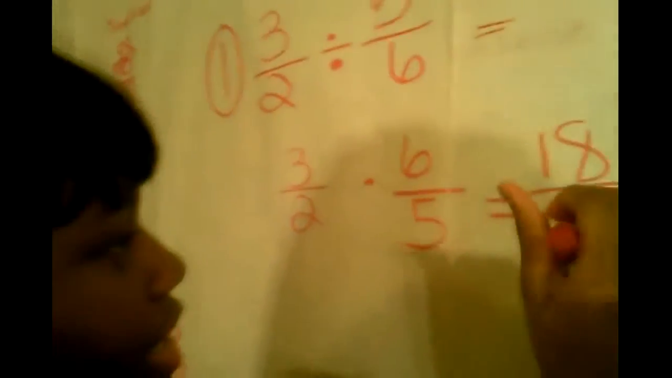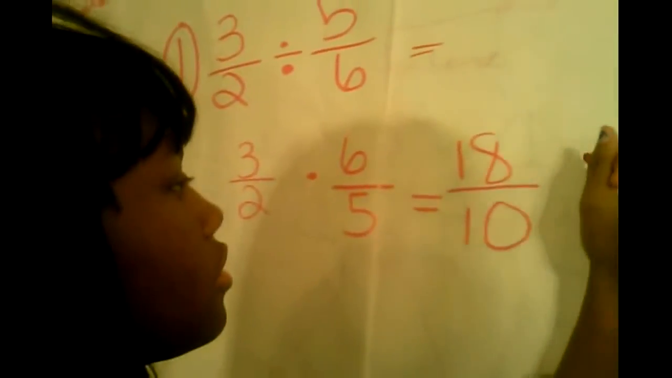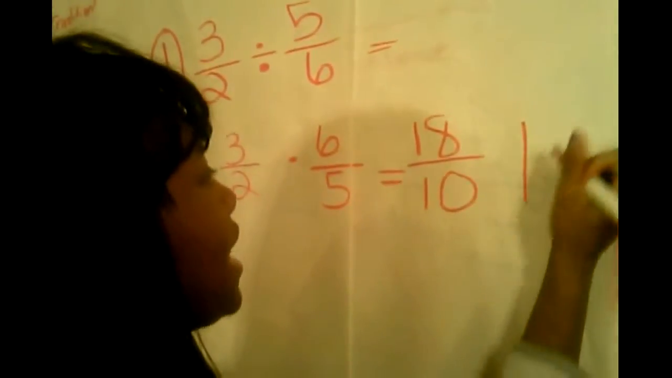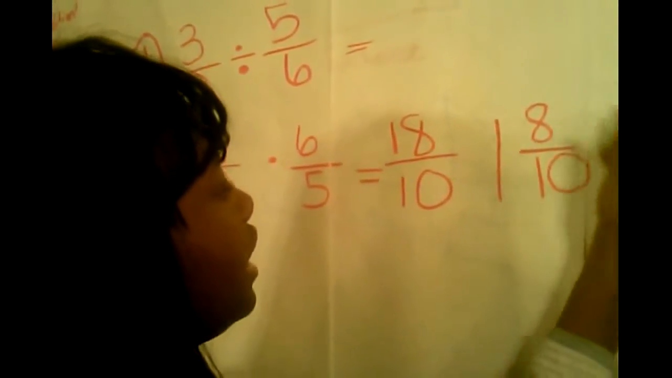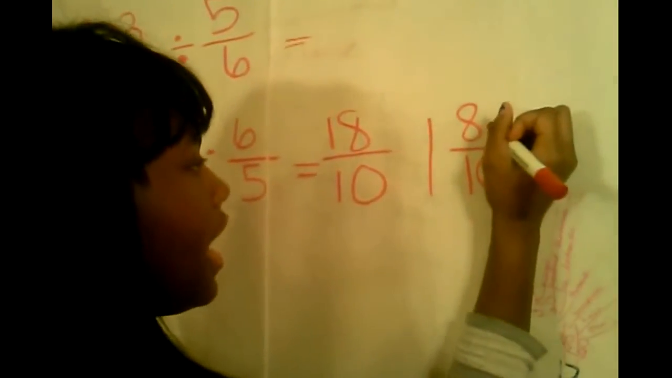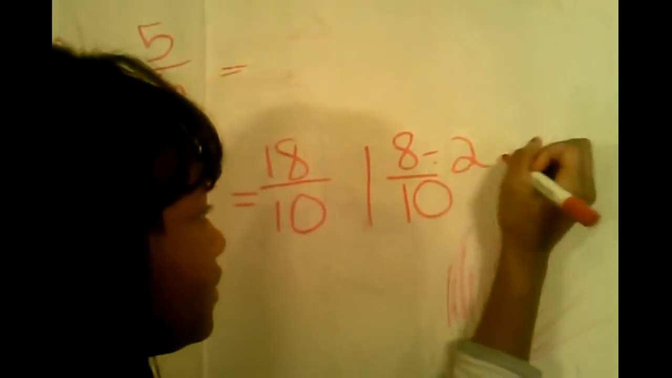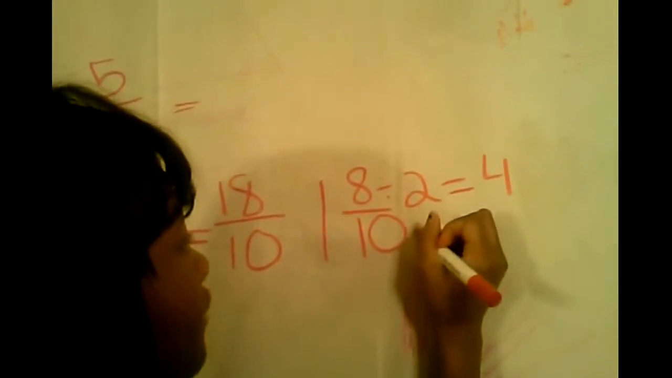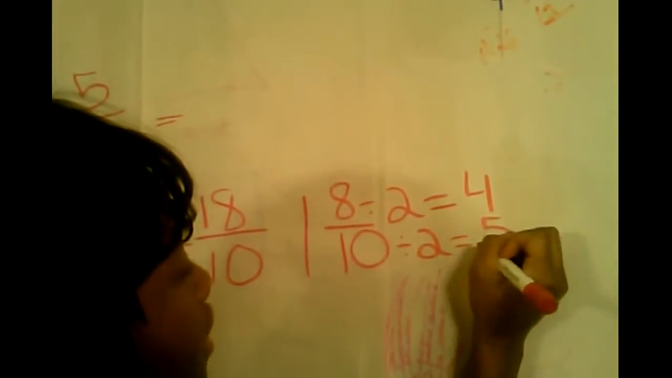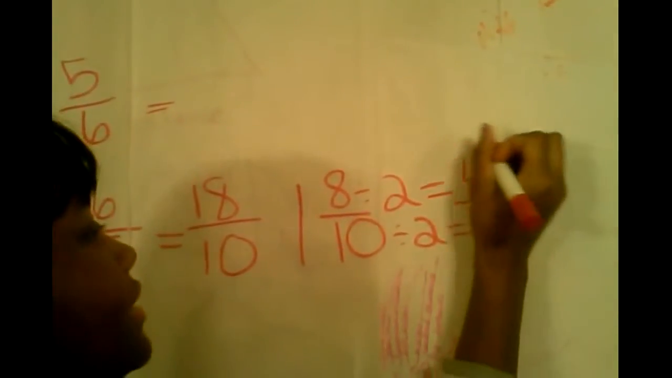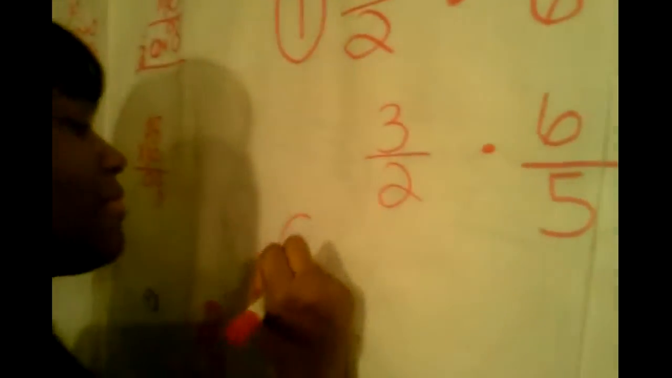So 10 goes into 18 one time, remainder 8 over 10. Then you divide 8 divided by 2 and you get 4. Then you divide 10 divided by 2 and you get 5. And the answer to this is 1 and 4/5. Then on multiplying fractions.